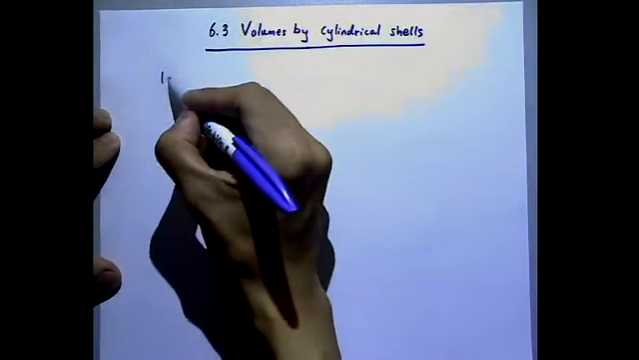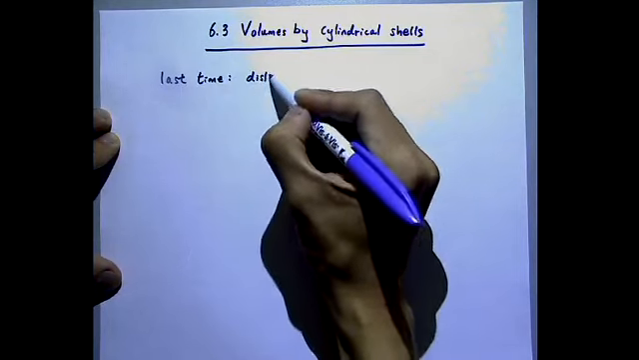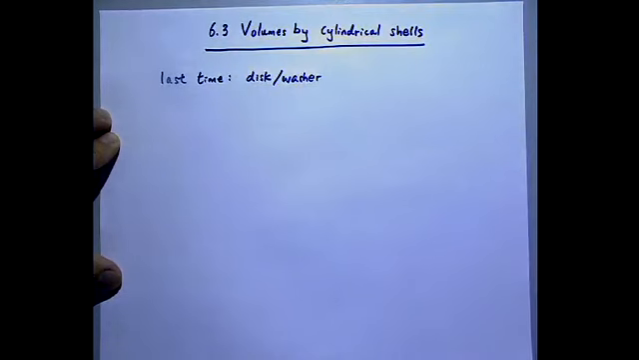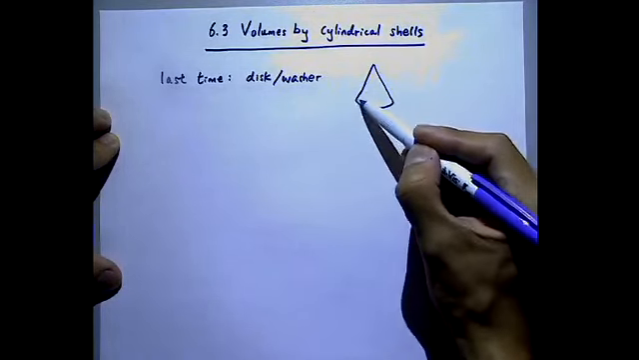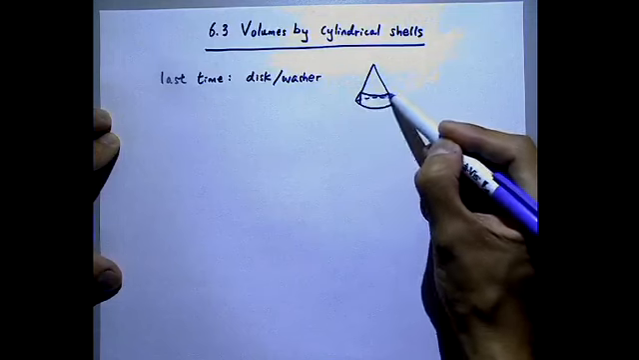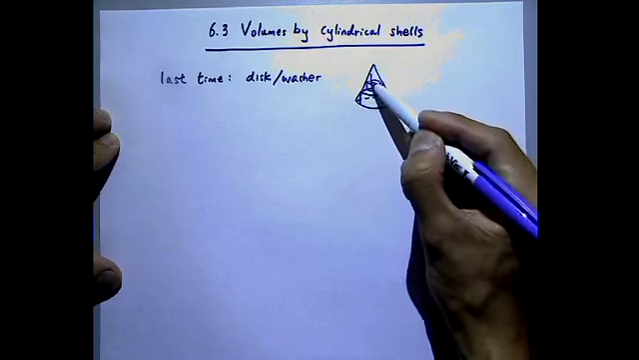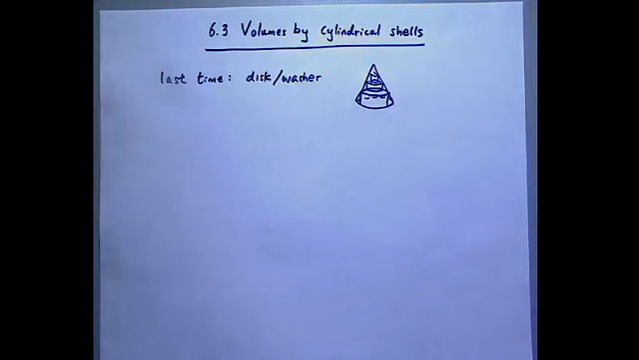So quick recap. Last time we looked at calculating volumes by using disk or washer. And the way we did that, remember, I'll use a cone as an example again, is we set up a bunch of disks inside the cone, and then we allow the disks to shrink to almost zero thickness and let the number of disks go to infinity.